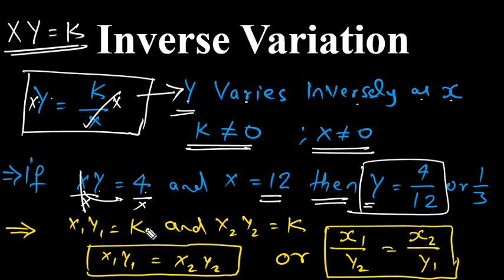Now x1 y1 equal k and x2 y2 equal k, the constant of variation remains same, so you can say x1 y1 equal x2 y2, or you can say x1 over y2 equal x2 over y1. Okay, that's the difference between direct variation and inverse variation. So remember these two pieces of information. Now let's try some questions.